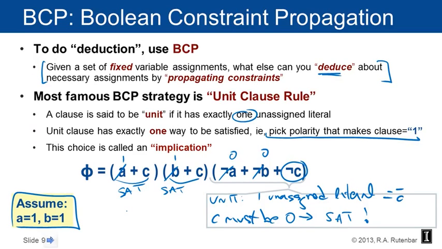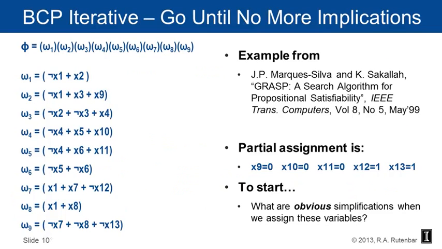Let's go take a look at how that might work. I have a little example here, and this is an example from a paper worth checking out, by my friends João Marques Silva and Karem Sakallah, done when they were both at the University of Michigan. Marques Silva is now at Dublin. So phi, my little Boolean function, has 9 clauses: omega 1, omega 2, 3, 4, 5, 6, 7, 8, 9. Nine clauses.